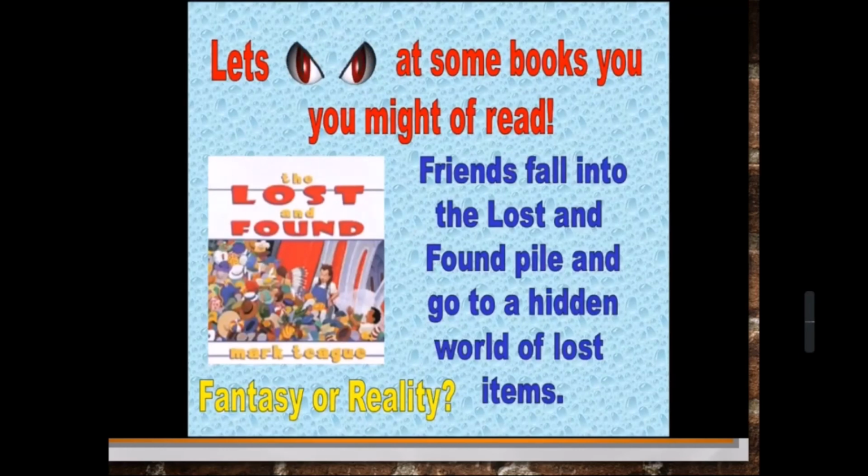Now let us go with some books that you might read. Friends fall into the lost and found pile and get to a hidden world of the lost items. The book is The Lost and Found. Is it fantasy or reality?